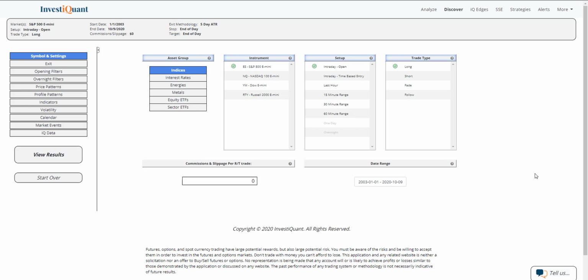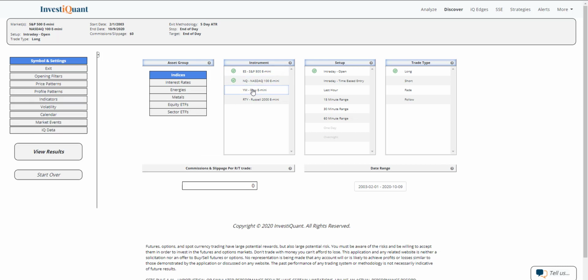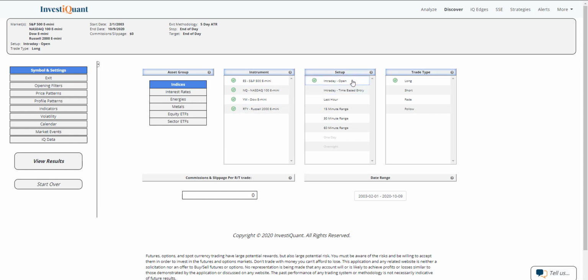I figured that'd be something interesting to look at, so let's do that here in Discover. I'm going to look at all four instruments in Discover. We're going to use the setup intraday open and long. So this is going to be getting long at the open of regular trading hours and exit at the close of regular trading hours.